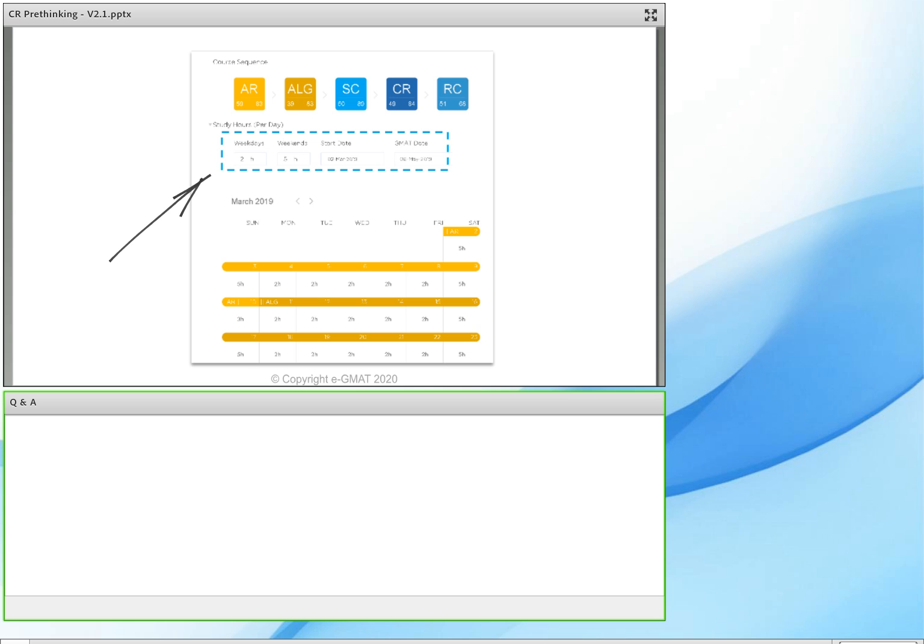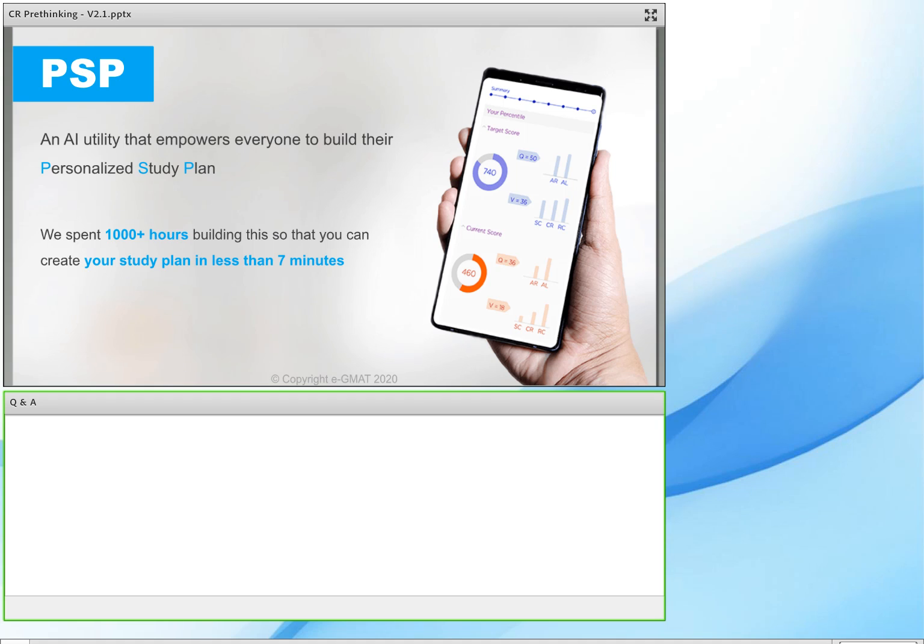It tells you how much time you need to study every day. And you can edit this as well if you have, for example, a certain event to attend. You can really say, I can't study over here, and the calendar just adjusts automatically.